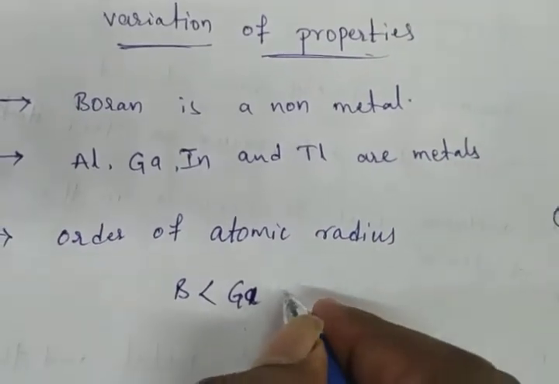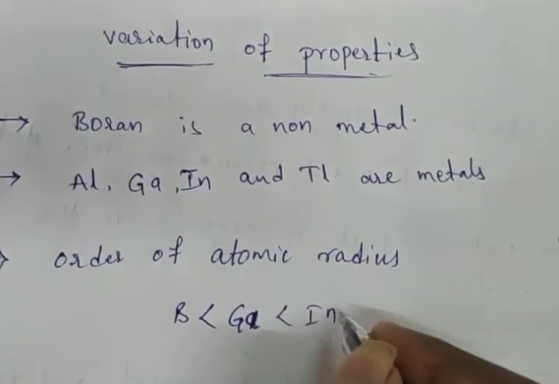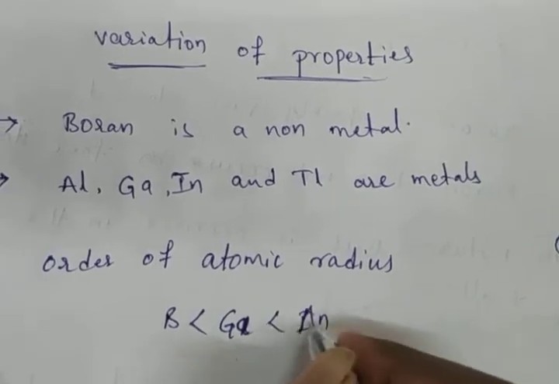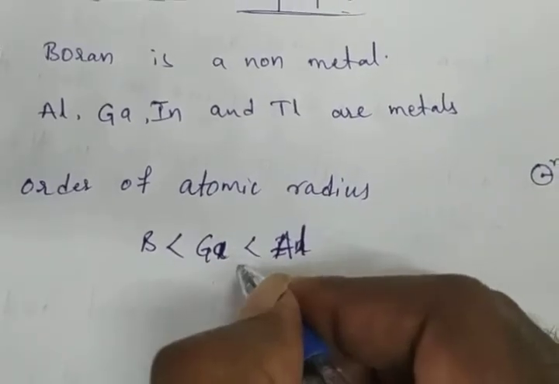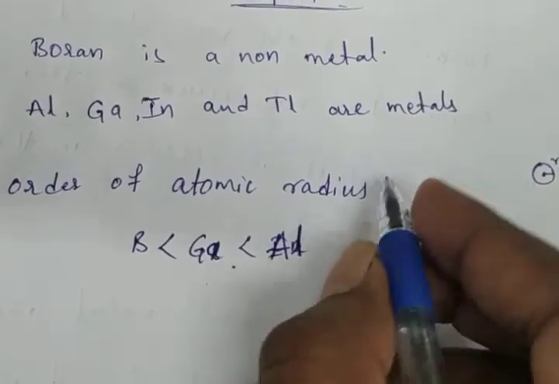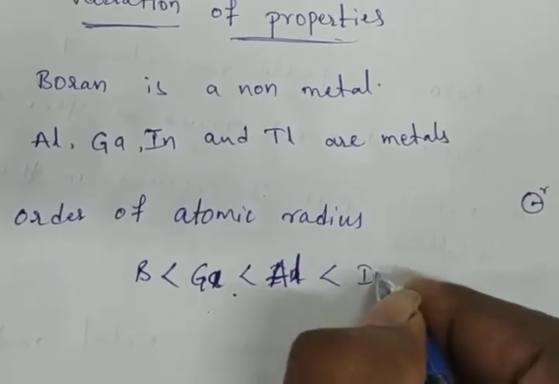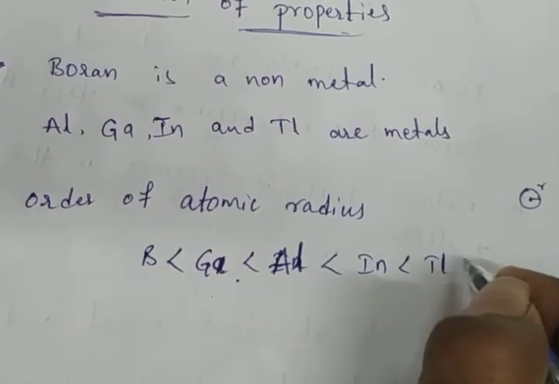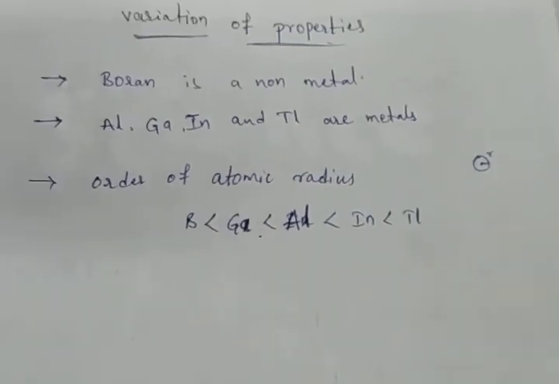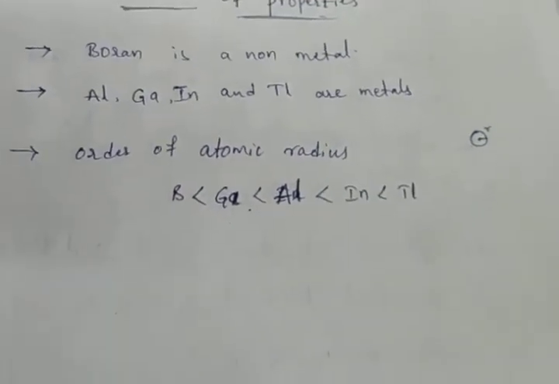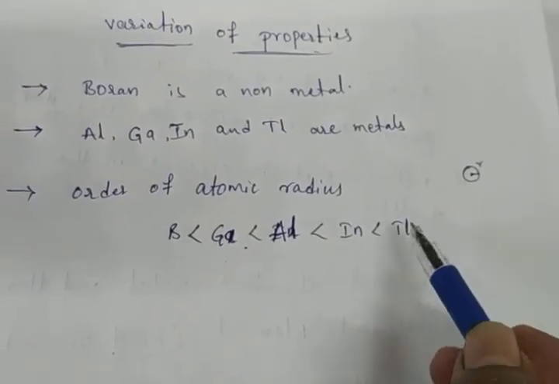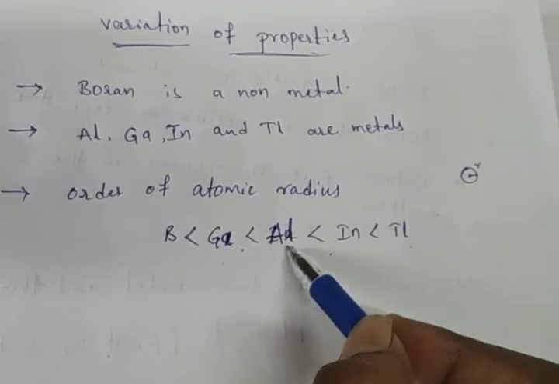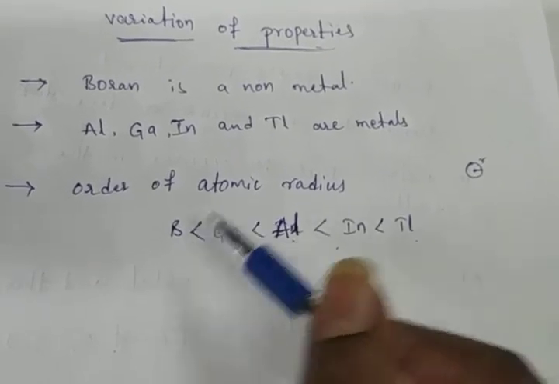The order of atomic radius: boron, gallium (Ga), aluminium (Al), after that indium, thallium. This is the order of atomic radius. Which element has the largest atomic radius? Thallium has more atomic radius than indium, then aluminium, then gallium, then boron.